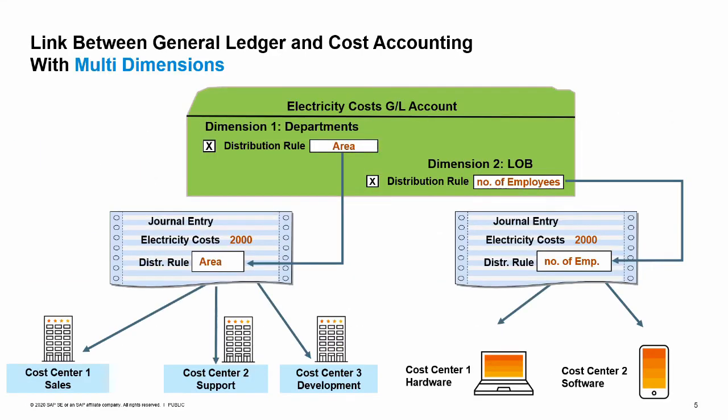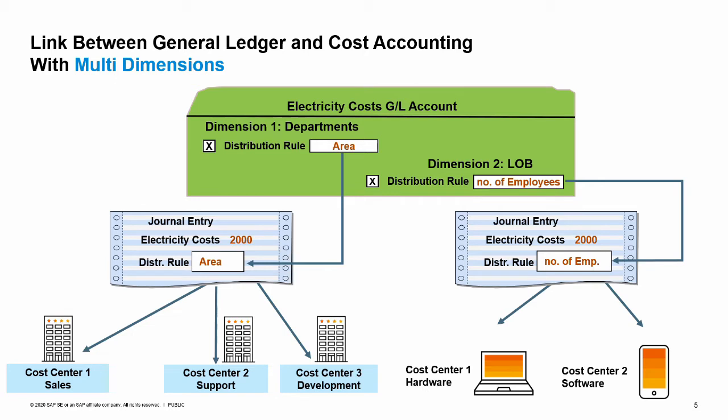Let us look at the company electricity cost. In the chart of accounts window, link the electricity costs account to the two dimensions, departments and lines of business. For each dimension, define the relevant distribution rule. In the departments dimension, it is the indirect rule that distributes the costs in accordance with the size of the department areas. In the line of business dimension, the costs will be distributed among the number of employees in each cost center.